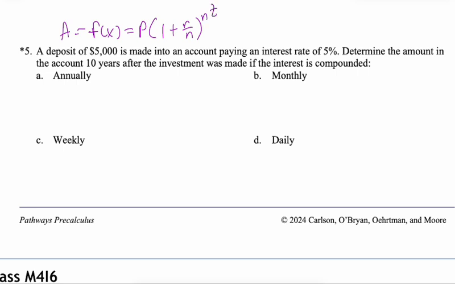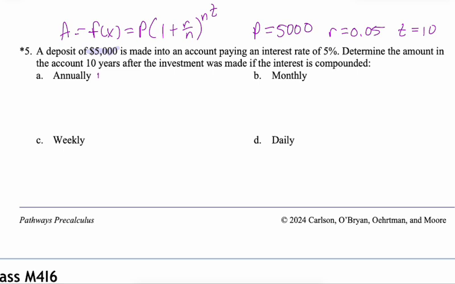Okay. Now, we already know if it says that $5,000 is in our account, our P is 5,000. Our interest rate is 5%, so our R is that decimal equivalent, 0.05. Determine the account 10 years after the investment was made, so we know our time is 10. For all of these problems, we're going to use 5,000, 0.05 for our rate, and 10 for our time. So the only thing that's going to be changing for each of these questions are the number of times per year that they're going to give us interest.